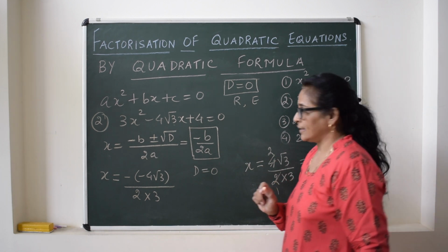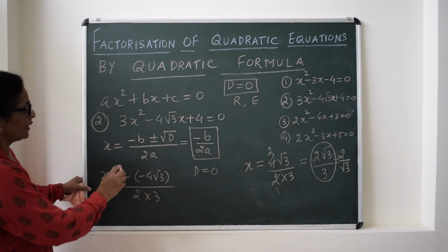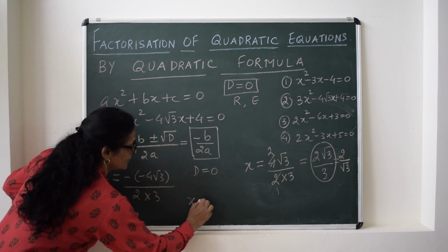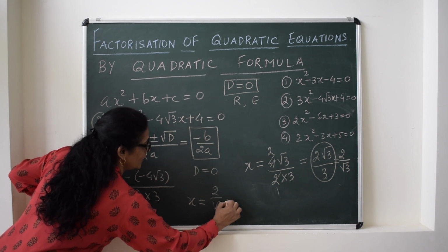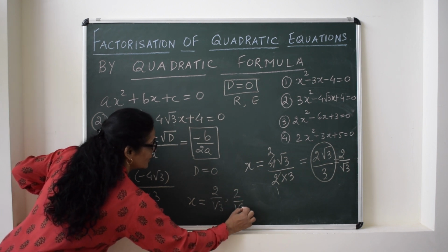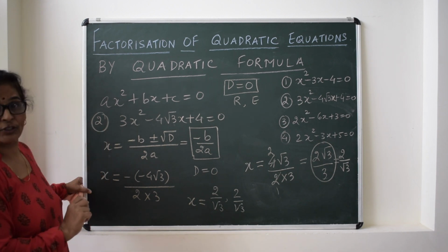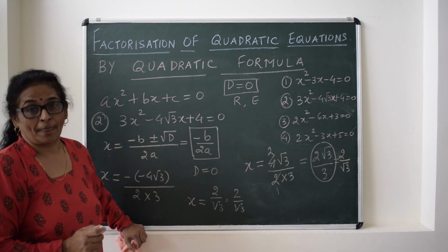Now once I said d is 0, the roots are same. And what are the roots? Minus b upon 2a. It means the value of x is 2 by root 3 and 2 by root 3. So these are the two equal roots of this given equation since d is equal to 0.